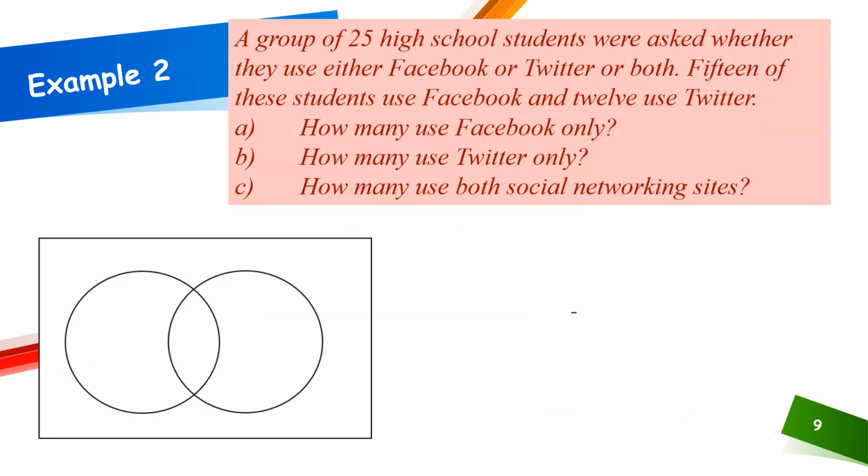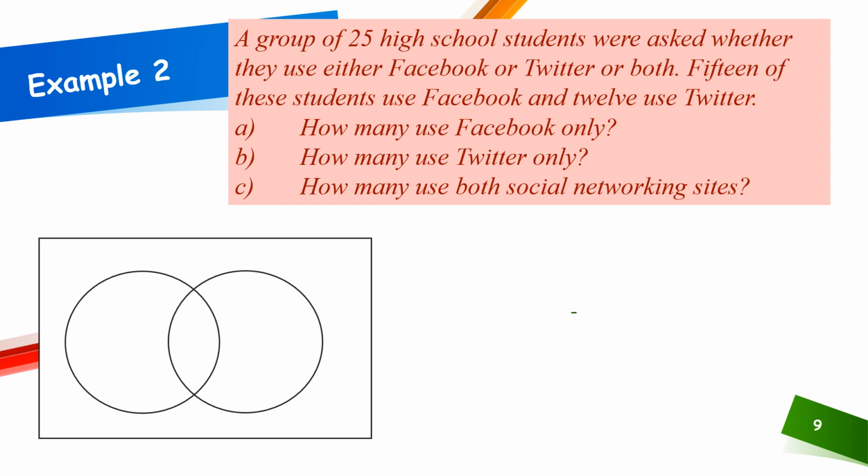Example number 2. A group of 25 high school students were asked whether they used either Facebook or Twitter or both. 15 of the students used Facebook and 12 used Twitter. Answer the questions. How many use Facebook only? How many use Twitter only? How many use both social networking sites?